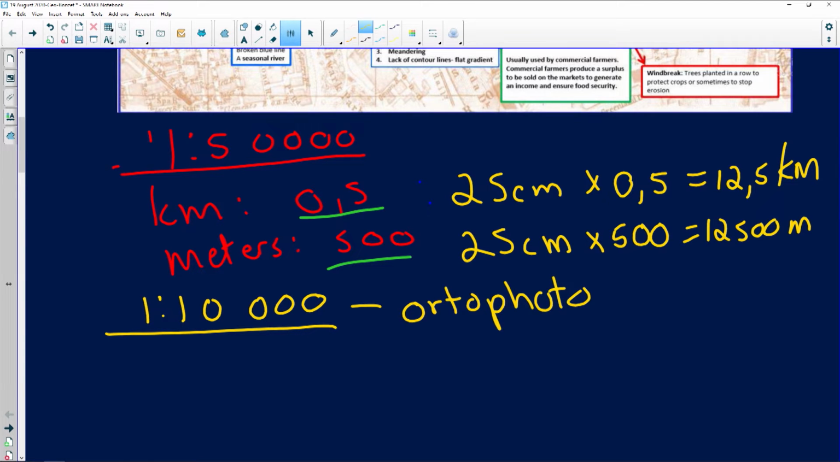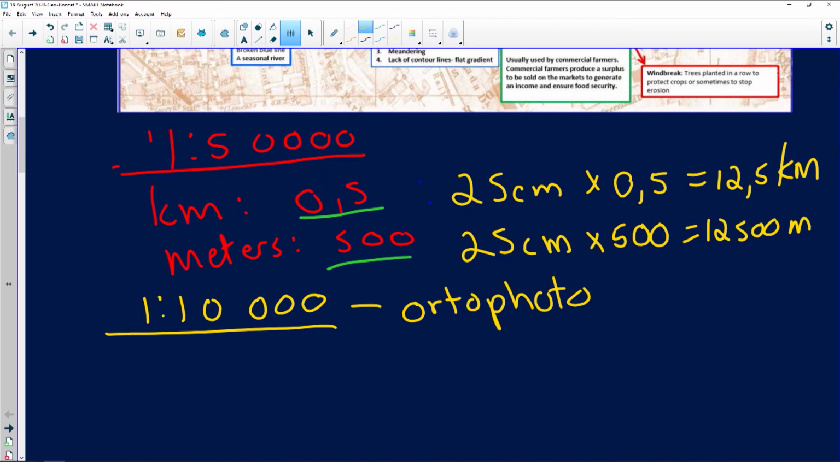Now, first of all, the examiners do love this question. They tend to ask it in a multiple choice. Is the orthophoto bigger or smaller than the topographical map? Okay, I want you to think about this. Is the orthophoto bigger or smaller? Yes, the scale is 1 to 10,000. But let me explain it to you in the following way. The topographical map has been reduced 50,000 times, whereas the orthophoto has only been reduced 10,000 times.